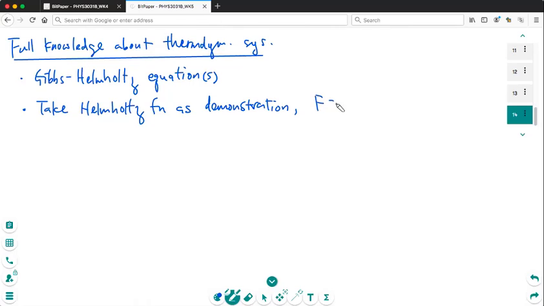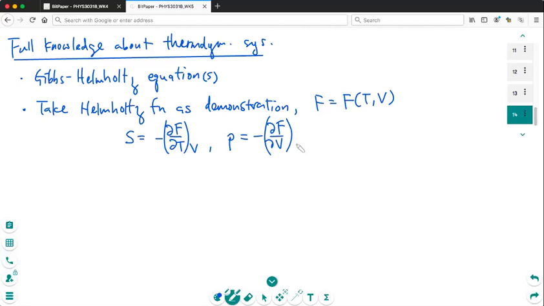Okay, what is the natural variable for F? This is T and V. So suppose you know F in terms of T and V. Then you immediately know your entropy, which I already wrote, and you also know the pressure. So you know a lot already, right?